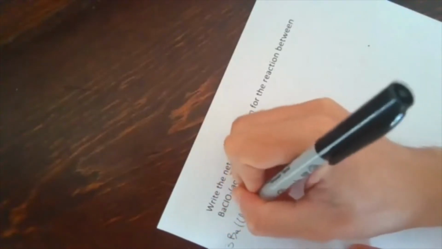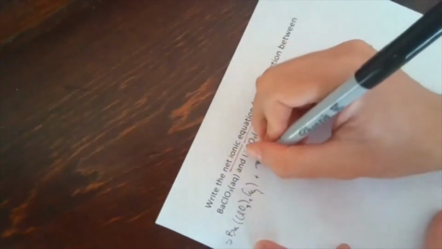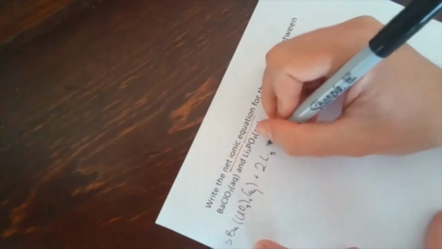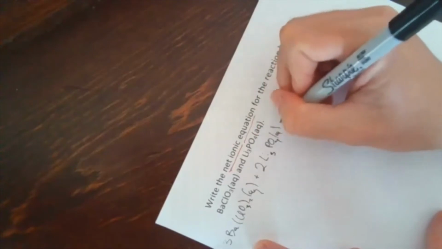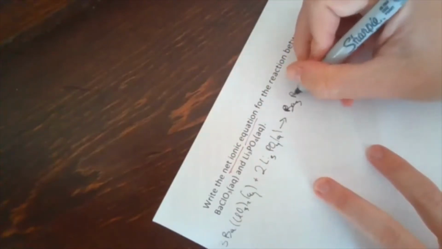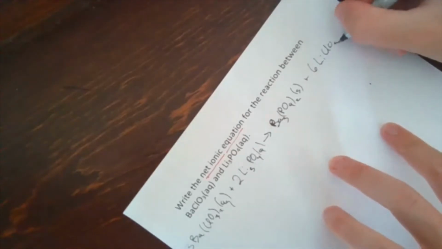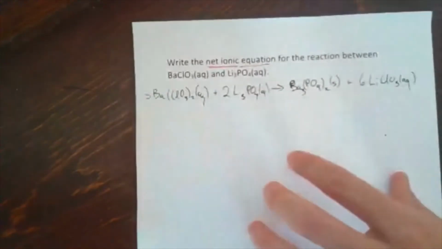3Ba(ClO3)2 aqueous. We do want to keep the balanced part. 2Li3PO4 aqueous becomes Ba3(PO4)2 solid plus 6LiClO3 aqueous.